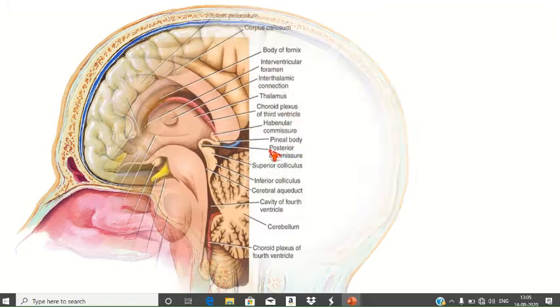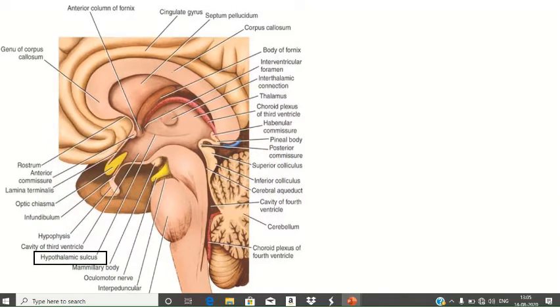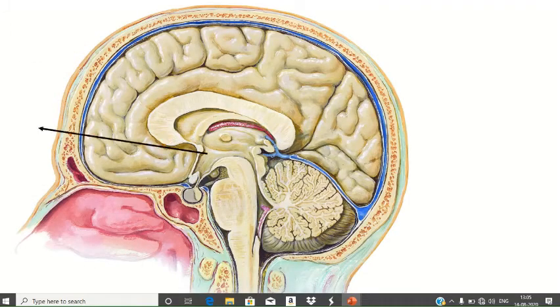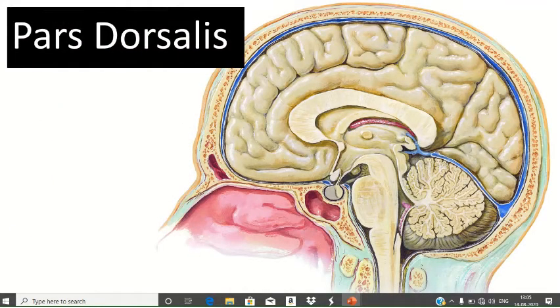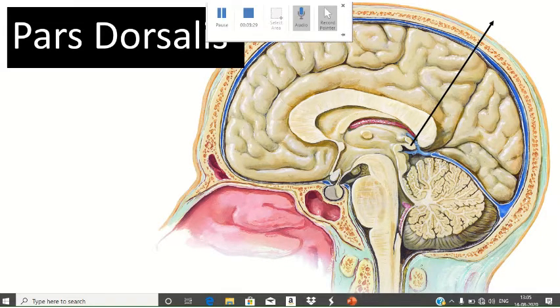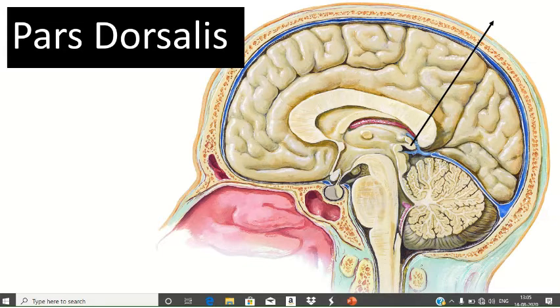These are the structures I will show you. Let me show you here. You can see the hypothalamic sulcus in this picture. Now, here you can see the pars ventralis and the pars dorsalis. In the pars dorsalis, you can identify the pineal body. We can see the pineal body over here. Now I am showing you the pineal body in this picture.